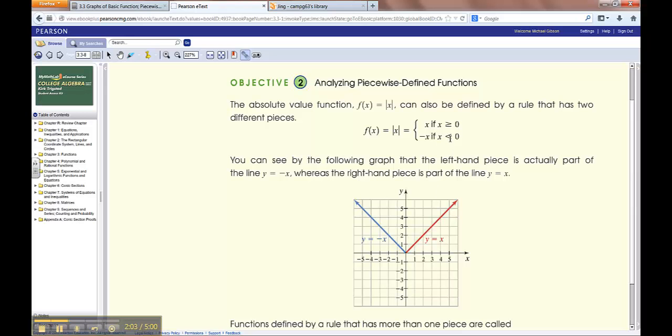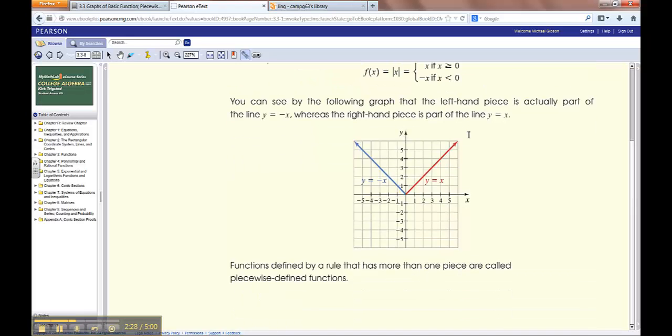Then for x less than 0, the area to the left of the origin, we graph the other piece, the line y equals minus x. That's the blue piece, the part of that line that has an x less than 0. You put both of those pieces on one graph, and it's the graph of the piecewise function.